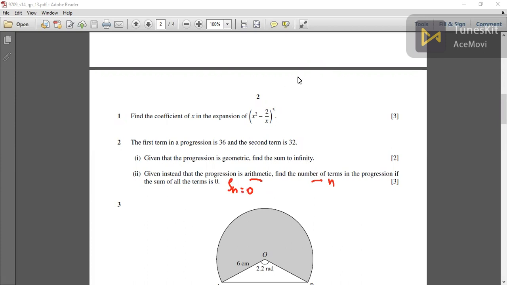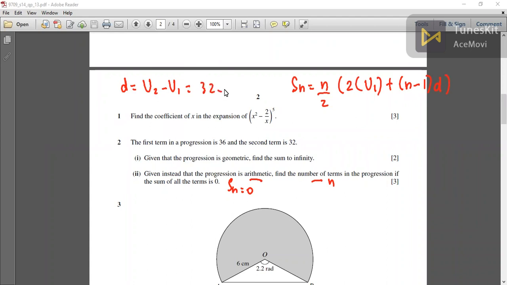So remember that we have the formula of the sum of an arithmetic series. It is Sn equals n over 2 times 2 times the first term plus n minus 1 times the difference. We have to find the difference first. So difference equals u2 minus u1, the second term minus the first term. So 32 minus 36 equals minus 4.